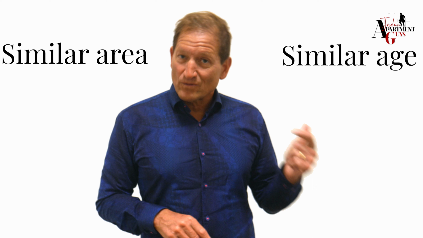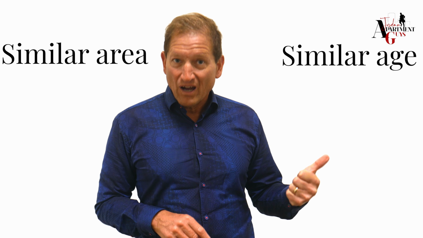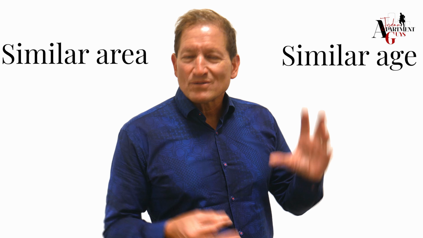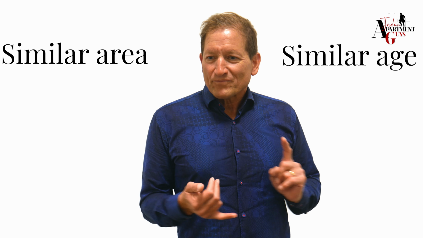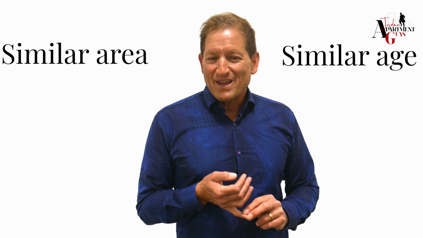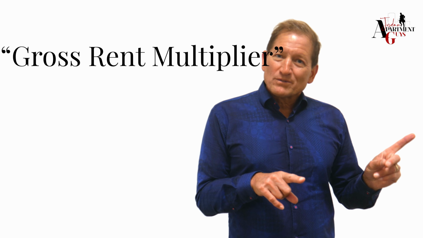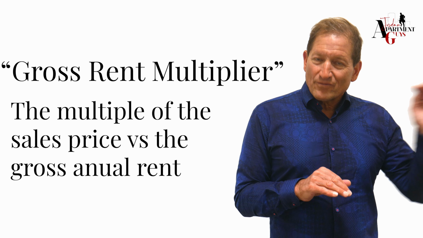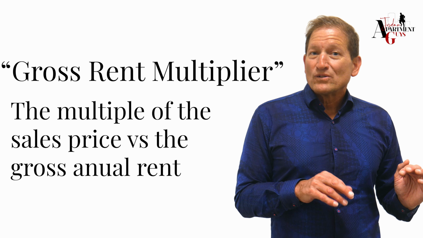So size, square footage, and bedroom and bath count is not as relevant. It's too hard to compare because there's so many differences in bedroom counts, square footage, and bathroom counts. But what happens is the more bedrooms, bathrooms, and the larger the unit, you're going to have the higher rents. So therefore, the gross rent multiplier is an equalizer to make all these comparisons much easier. So gross rent multiplier is simply the multiple of what the sale price is versus the gross annual rents.